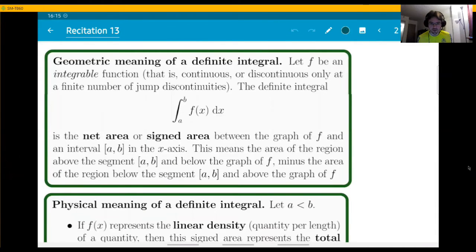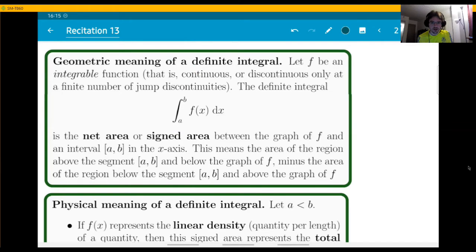So I'm just going to briefly remind you of the context for all of this. We've been talking recently about integrals. Definite integral means that you have the endpoints of integration like this. It means that this particular symbol here is a number. So what is the geometric meaning of that?